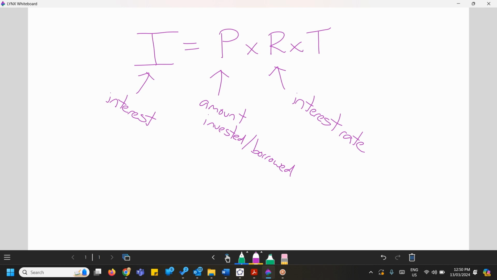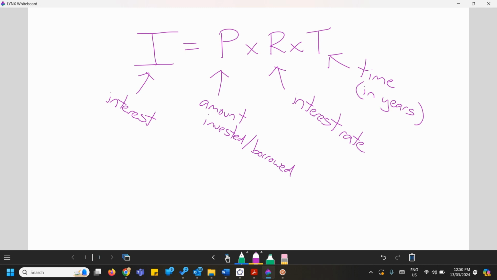And the time, T is for time, and that's got to be in years. So whatever time you're given, you need to convert that into years. So if I said 6 months, you'd have to say half a year. If it's in months, you'd have to divide it by 12.